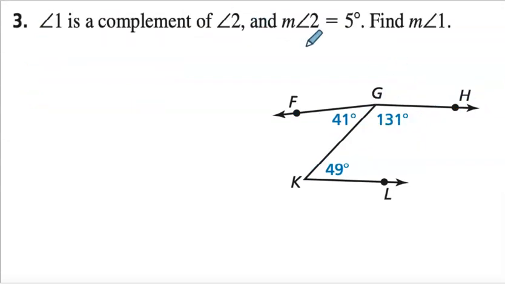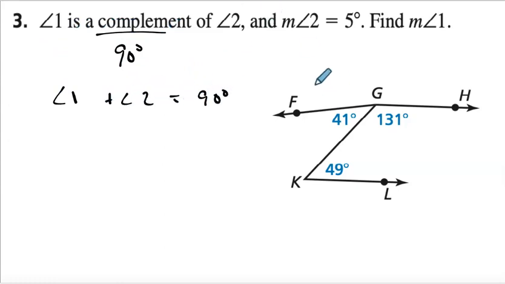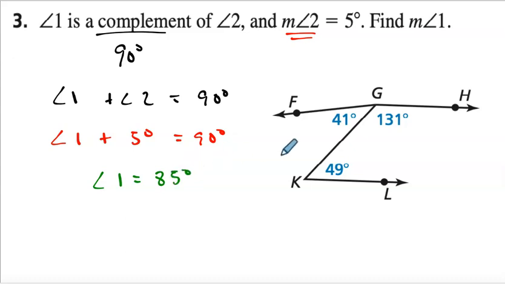Angle 1 is complementary to angle 2. The measure of angle 2 is 5 degrees. Find the measure of angle 1. So if angle 1 is a complement, then that means there's 90 degrees. So that means angle 1 plus angle 2 has to be 90 degrees. They gave me some information here that said angle 2 is 5 degrees. So angle 1 plus 5 degrees is 90 degrees. Well, what plus 5 degrees is 90 degrees? Angle 1 is equal to 85 degrees. I don't need this image here.